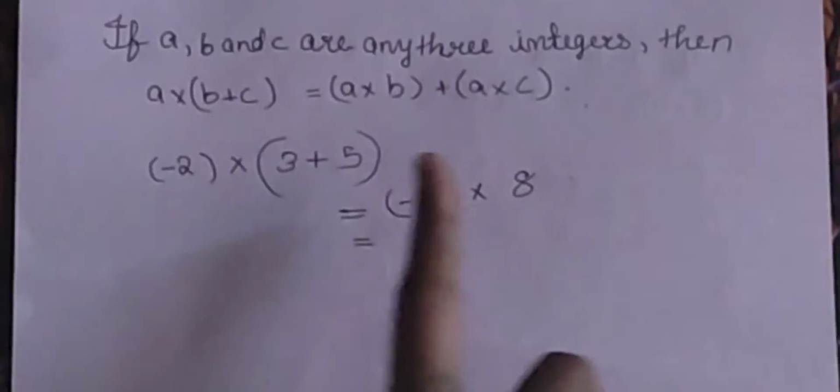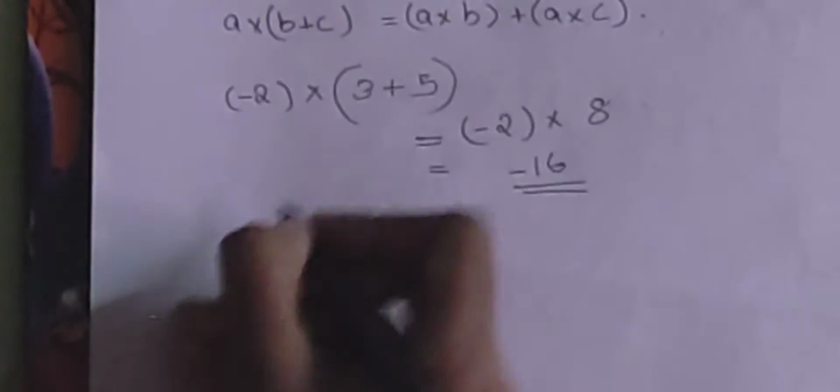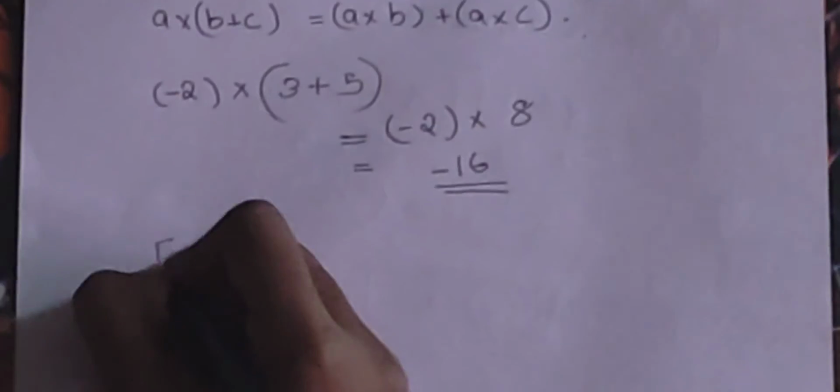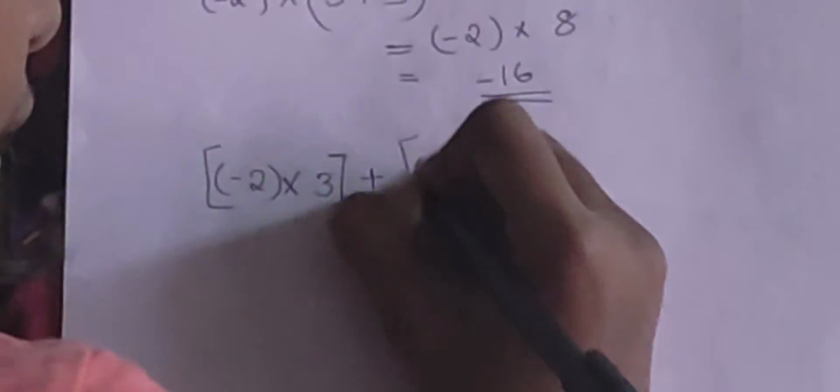Here we have one negative, one positive. So the answer is negative 16. Next one. Negative 2 into 3 plus negative 2 into 5.